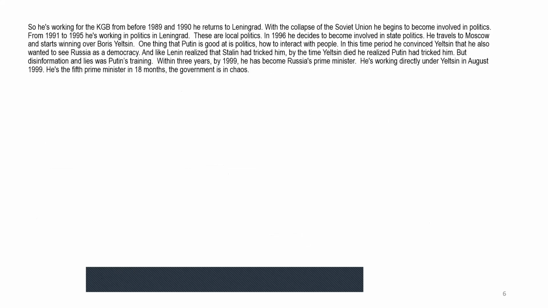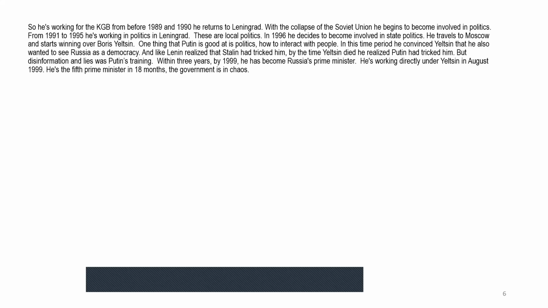So he's working for the KGB from before, in 1989 and 1990. He returns to Leningrad. With the collapse of the Soviet Union, he begins to become involved in politics. From 1991 to 1995, he's working in politics in Leningrad. These are local politics. In 1996, he decides to become involved in state politics. He travels to Moscow and starts winning over Boris Yeltsin.